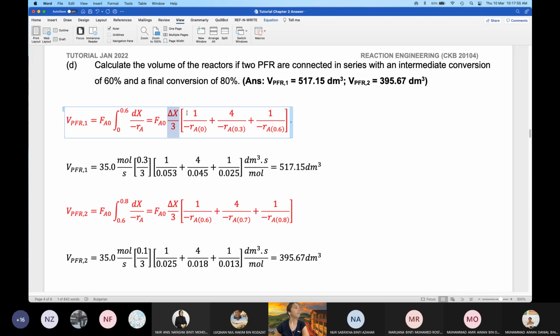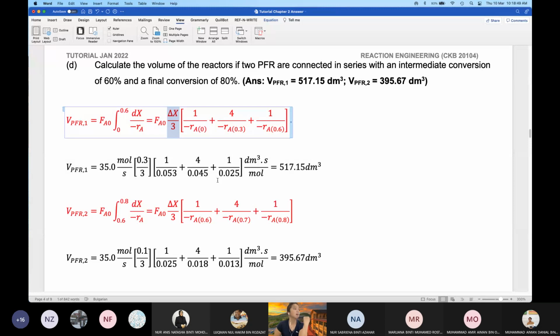Okay. In the bracket, 1 per minus RA at my lower limit, which is X0. So 1 per minus RA where my X is 0, plus 4 per minus RA at my middle X, which is 0.3. So 4 over minus RA when my X is 0.3, plus 1 per minus RA at my upper limit, which is 0.6. So 1 per minus RA when my X is 0.6. When you have all these three, you replace into the equation. So FA0 35, delta X 0.3 divided by 3. Look, find from the table at 0. Minus RA is 0.053. At 0.3, minus RA is 0.045.